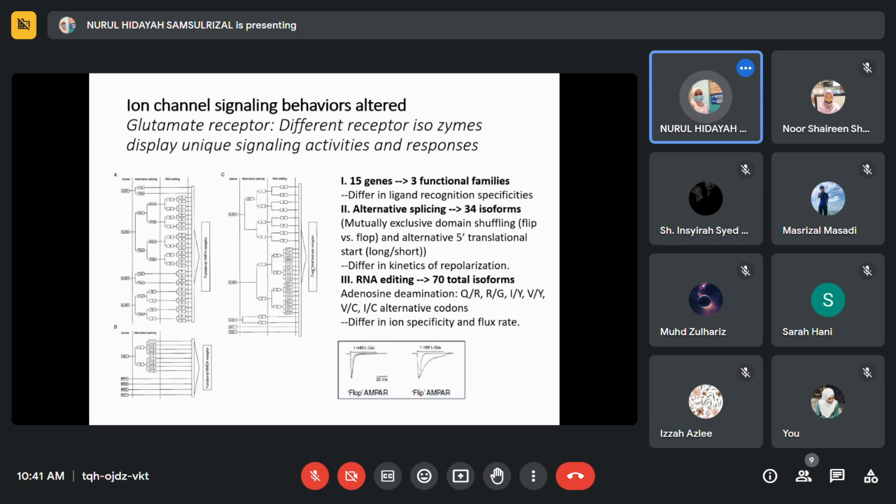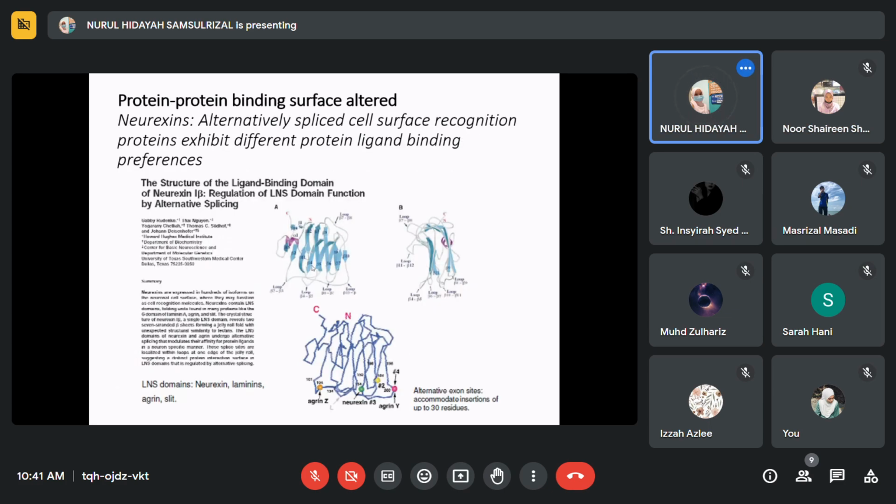They have told about this situation. So in terms of the protein-protein binding surface, how they alter, this was already stated by Gabby. It is about the structure, how these proteins interact and what the difference is. And what they will exhibit is a different protein ligand binding preference.